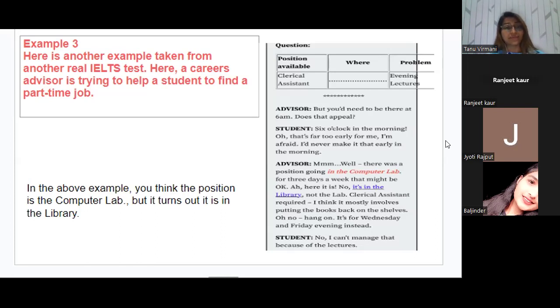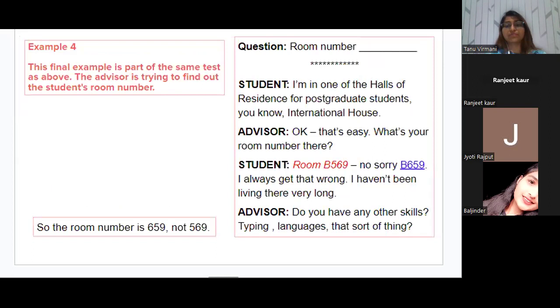Library. Library, not in the computer lab. Because he said, no, it's in the library. So that means the correct answer is library, not the computer lab. So make sure when you listen, you have to be careful of these distractors. Let's see another example.